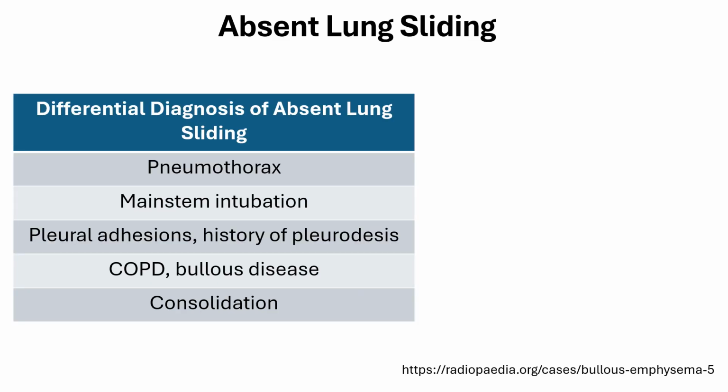Absent lung sliding is relatively sensitive, but unfortunately not very specific for pneumothorax. Other pathological conditions which can lead to absent lung sliding include mainstem intubation, pleural adhesions, history of pleurodesis, COPD, bullous disease, consolidation, and apnea. Remember that we discussed the barcode sign on the M mode. The same factors and pathological conditions described here can also give you an abnormal M mode pattern, such as barcode pattern.